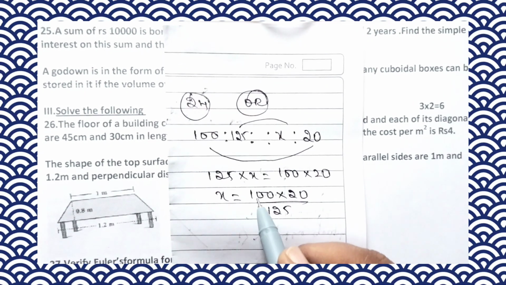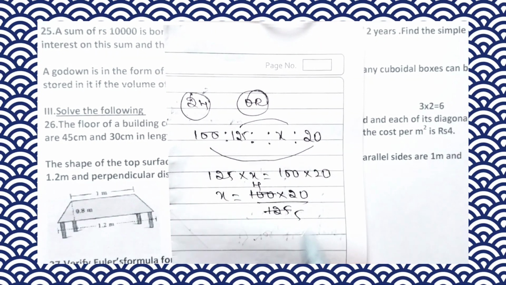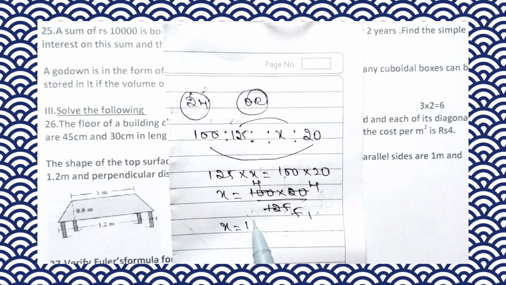Now you divide by 25. 25 4s are 100. 25 5s are 125. 5 1s are 5. 5 4s are 20. So x is equal to 16.